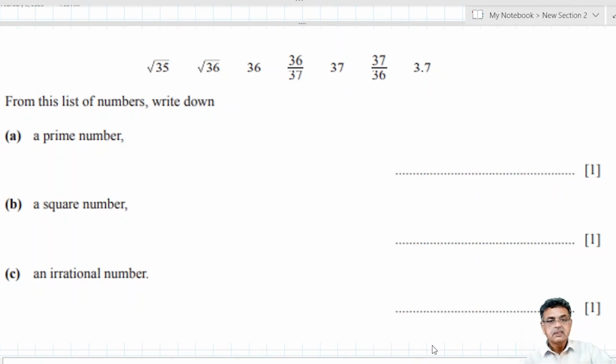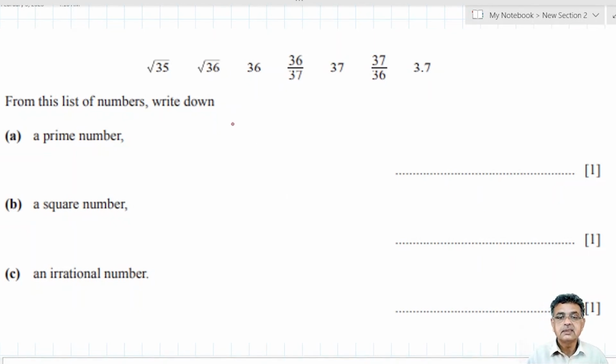Now these different numbers are given, and the first part is: from the list of numbers, write down a prime number. Prime numbers, first of all, are from the list of integers. So in this list, those which are not integers, we will cancel out. This cannot be a prime number. This one, this one, this one, and this one. These are not prime.